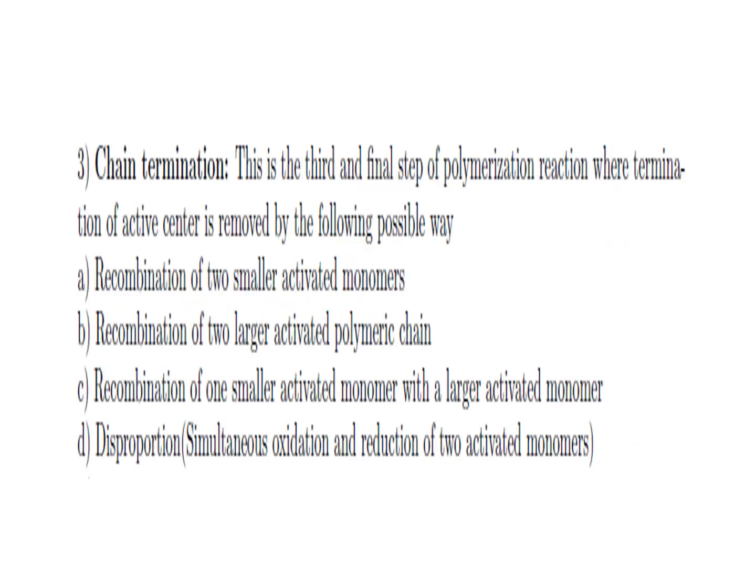The third step is chain termination, which is the third and the final step of polymerization reaction, where termination of the active center takes place in the following possible ways: through the recombination of two smaller activated monomers, recombination of two larger activated polymeric chains, through the recombination of one smaller activated monomer with a large activated monomer, or through disproportionation, that is the simultaneous oxidation and reduction of two activated chains.